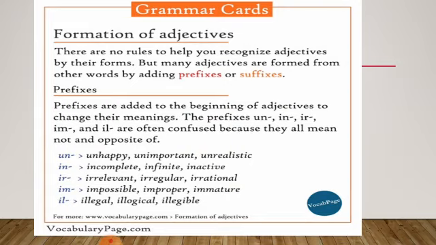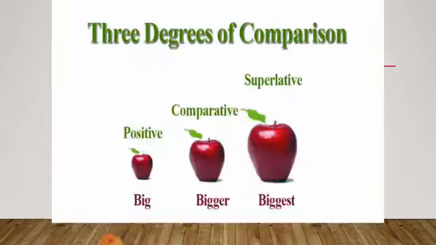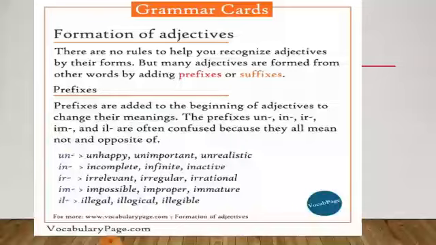Now after that there is the formation of adjectives, how adjectives are formed. For example, there is happy. You can add prefixes and suffixes to it. Happy, unhappy, important, unimportant, realistic, unrealistic, complete, incomplete, finite, infinite. See, you can add prefixes and suffixes to it to make adjectives. Regular, irregular, irrelevant, so many ways. So we can form adjectives.